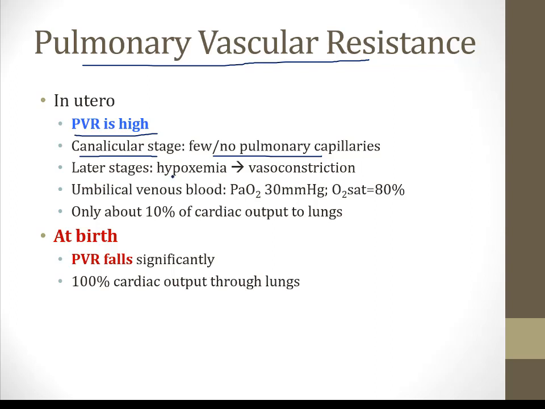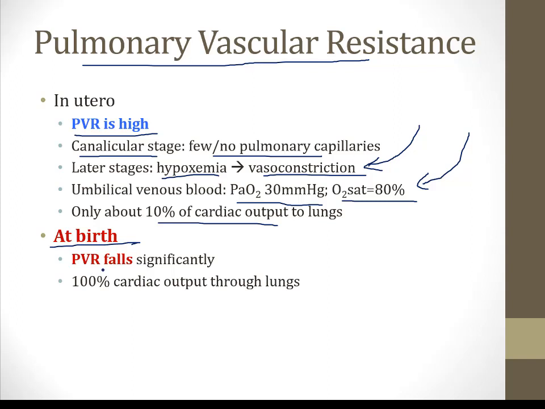In the later stages of development, even though the lungs may have formed, there's relative hypoxemia, and this causes pulmonary vasoconstriction. For example, let's give some numbers here. In the umbilical venous blood, the PaO2 is about 30 compared to 90 or 100 in someone with normal functioning lungs after birth. The O2 sat in utero is about 80% compared to about 99%, which is normal. So there is relative hypoxemia in utero, and that leads to pulmonary vasoconstriction. And because the pulmonary vascular resistance is so high, only about 10% of the cardiac output goes through the lungs in utero. The rest of it goes through shunts like the foramen ovale and others.